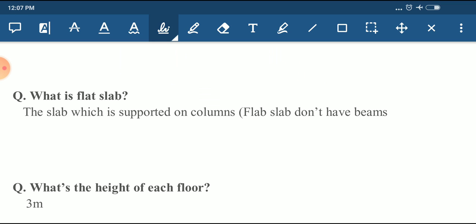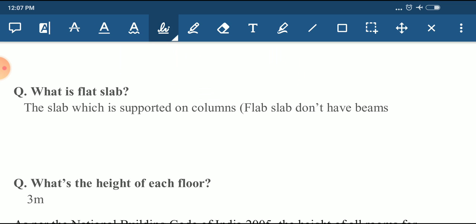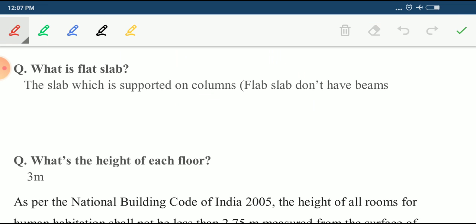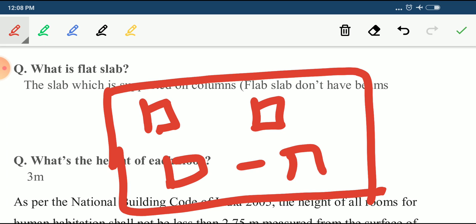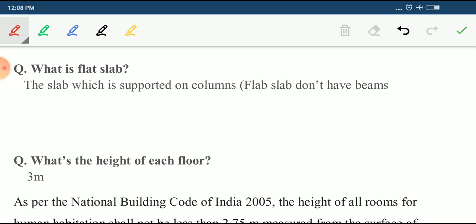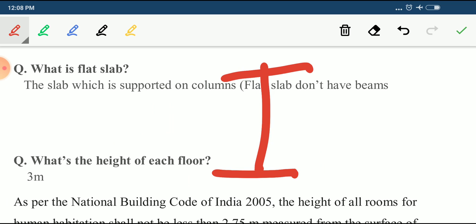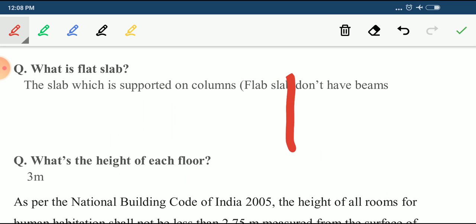Okay, flat slab means the slab which is supported on columns. The slab supported on columns means there is a beam-free structure. There is no beam you will observe in the slab. This slab is directly resting on the column. Then that type of slab is called flat slab. If you want more clear height, you can prefer flat slab. Aesthetically it will look good also. Okay, we will move to the next one.